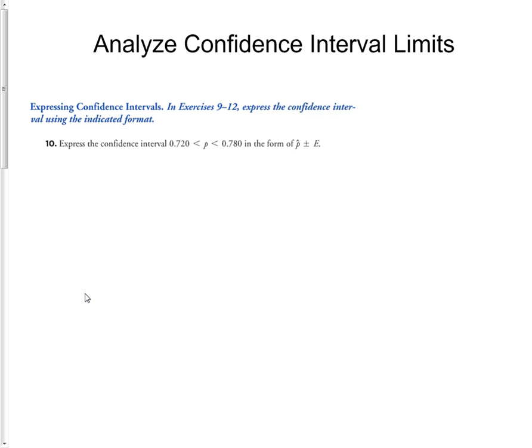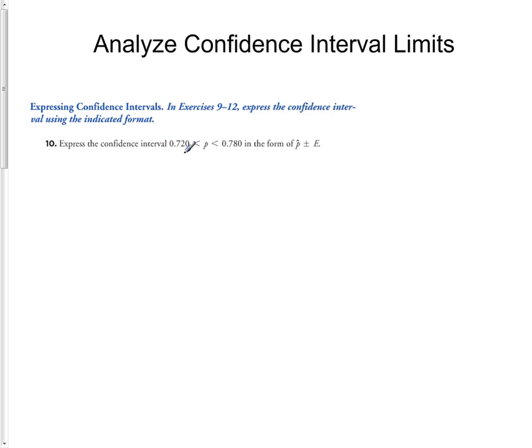Right, so now we're going to look at examples of analyzing confidence interval limits and also estimating sample size. All right, so the first thing we want to do is look at this example, analyzing confidence interval limits. It says, in exercises 9 through 12, express the confidence interval using the indicated format.